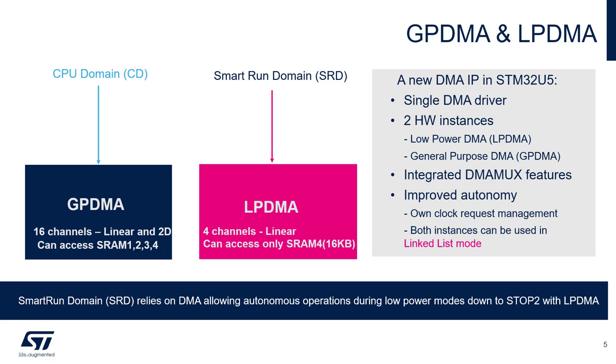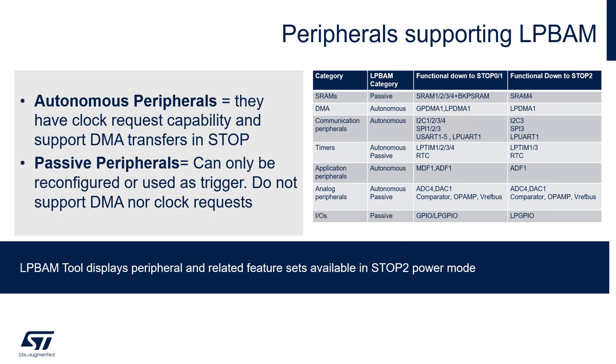We saw that LPBAM makes use of DMA. STM32U5 includes a new DMA, which has two hardware instances, named Low Power DMA and GPDMA. GPDMA and Low Power DMA belong to two different power domains, which are the CPU domain and the Smart RAM domain respectively. Both hardware instances can work with linked list, which is a mode typically used by the LPBAM system to chain different actions and build useful functionalities. Here is a list of peripherals supporting LPBAM. They are classified in autonomous and passive, depending on their capability to request clock.